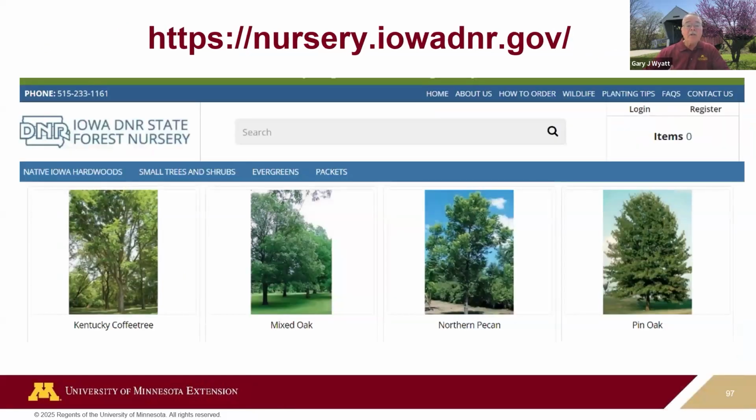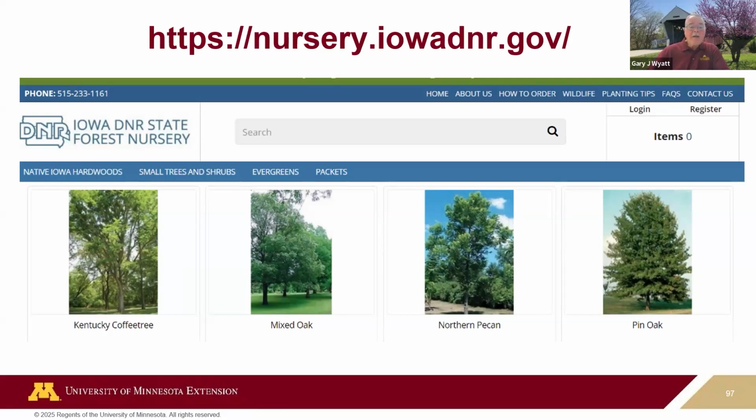And just two nurseries to mention. I mentioned the Iowa DNR nursery that has some great trees to plant in southern Minnesota, maybe even northern Minnesota. Here's northern pecan. How about that? They're selling it in Iowa, and it's almost basically a conservation type purchase. You do have to buy about 25 trees at a time, but they're almost like $1 a tree. So I'd urge you to look at that, and anybody from Minnesota can purchase these trees as well.